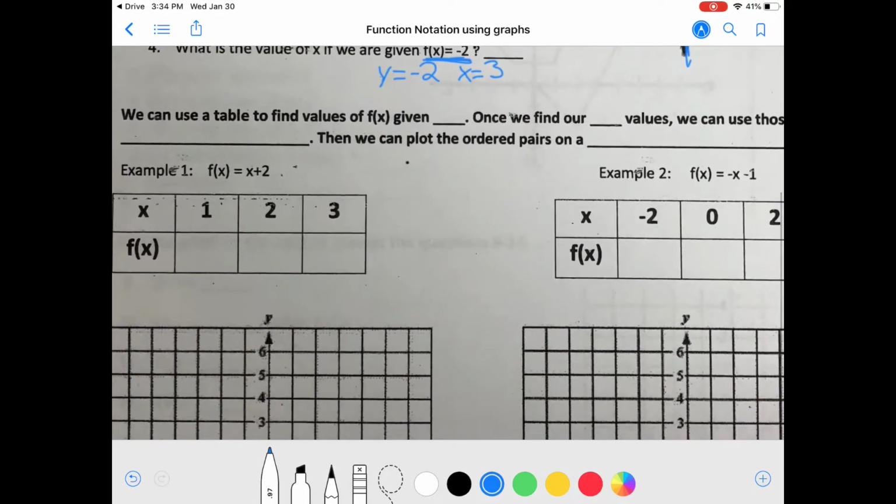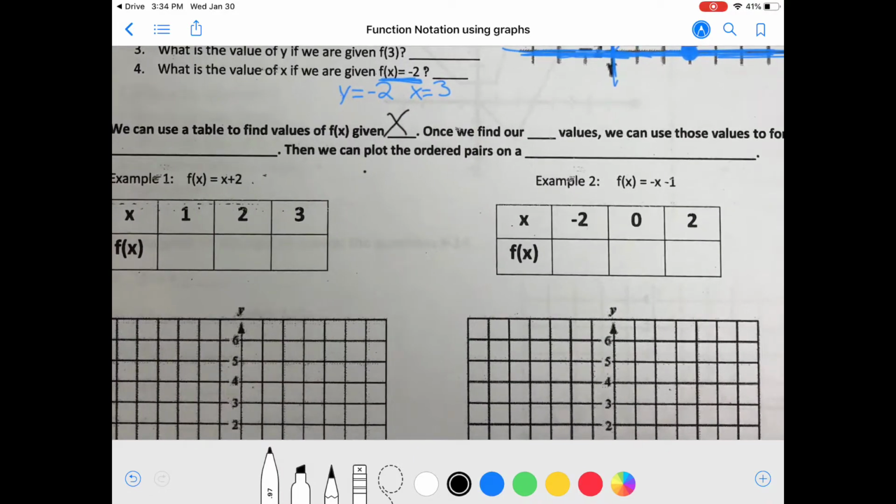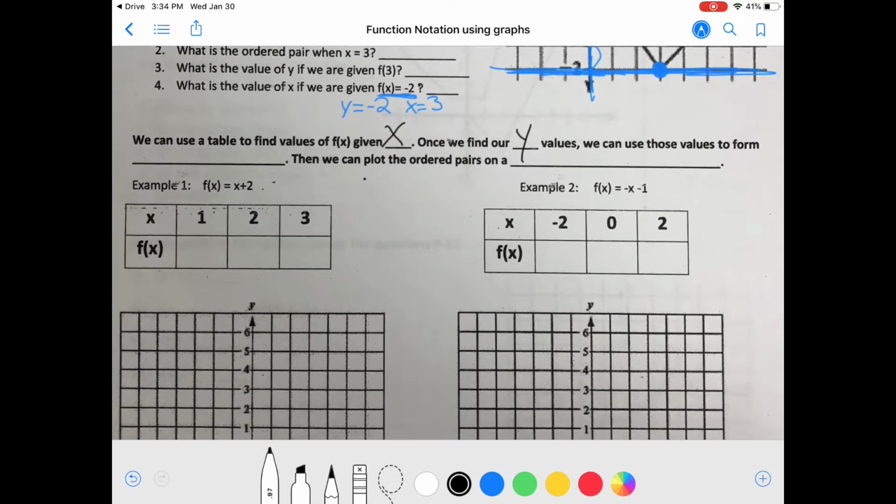We can use a table to find values of f of x given x. Once we find our y values, we can use those values to form ordered pairs. Then we can plot the ordered pairs on a graph.